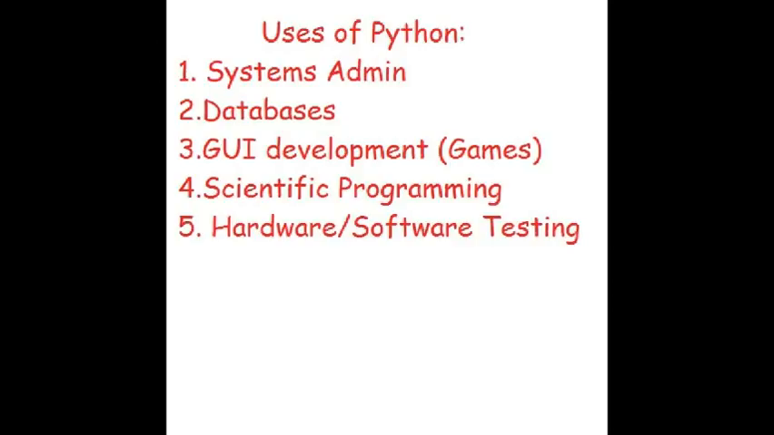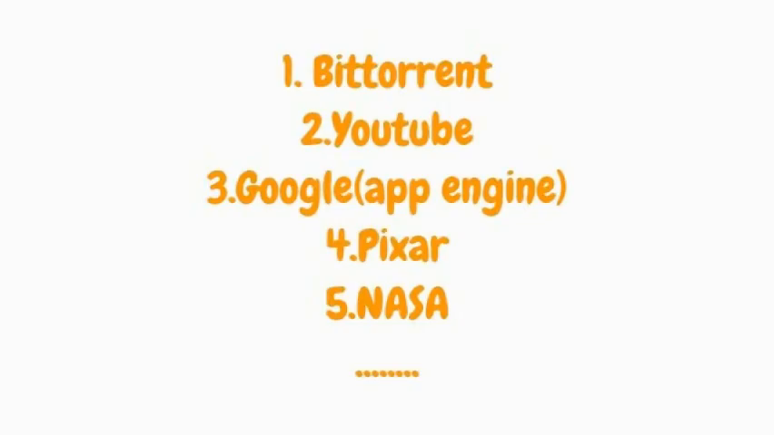Here are some examples of daily life apps which use Python. These are some examples of Python applications. The first one is BitTorrent. It is a desktop application which was originally written in Python. The second one here is YouTube, which uses Python behind it as a very major source.